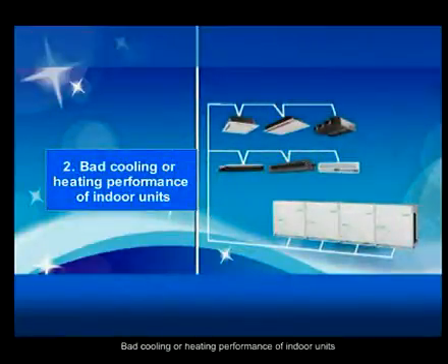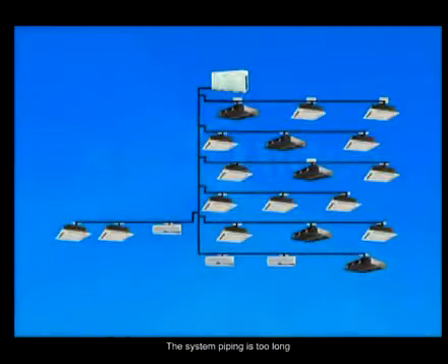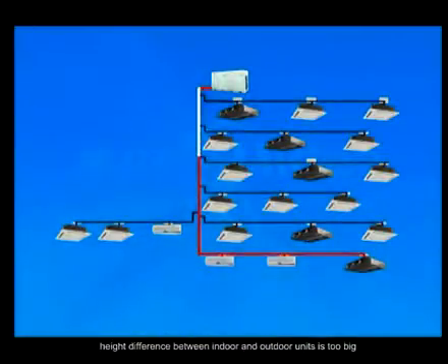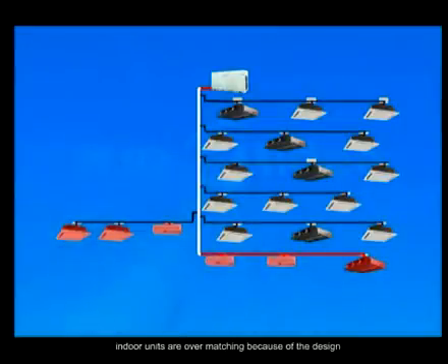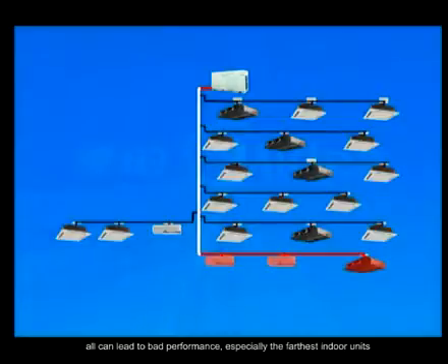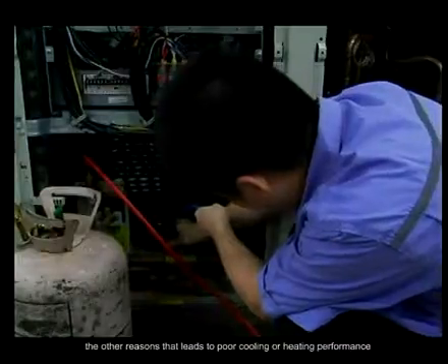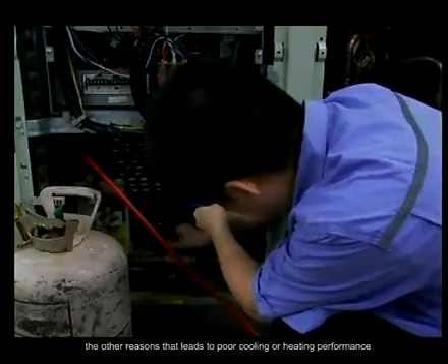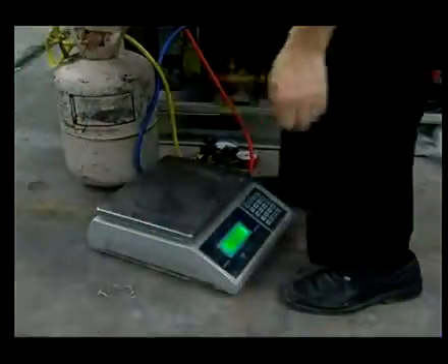Bad cooling or heating performance of indoor units. The system piping being too long, the height difference between indoor and outdoor units being too big, or indoor units being overmatched because of the design can all lead to bad performance, especially in the farthest indoor units. The other reasons that lead to poor cooling or heating performance are as follows.